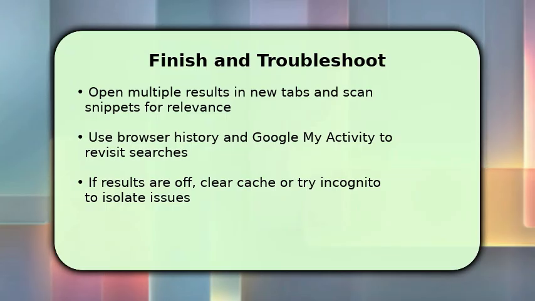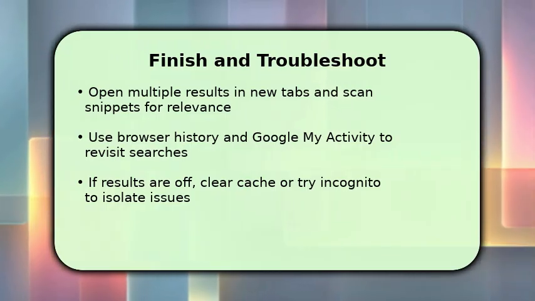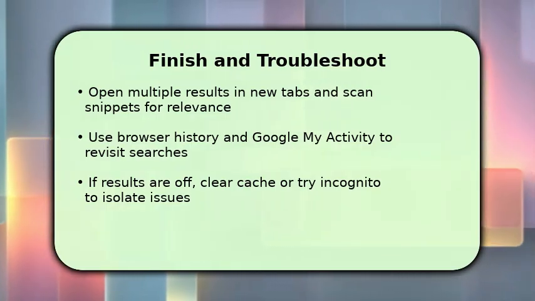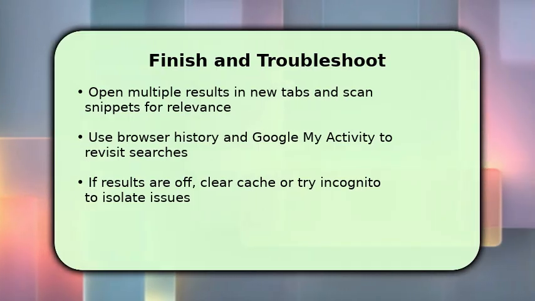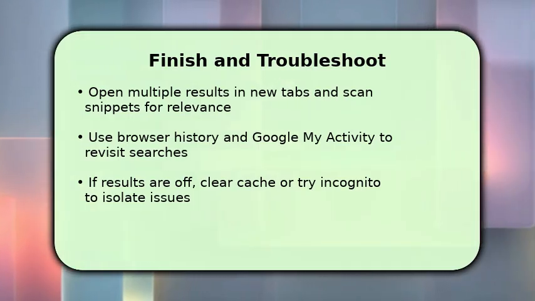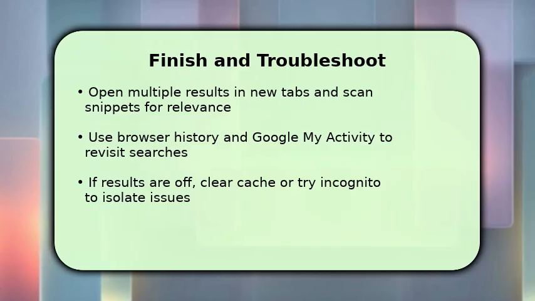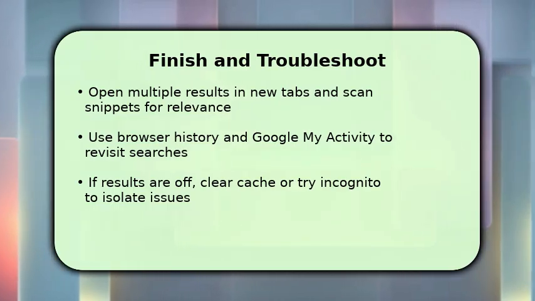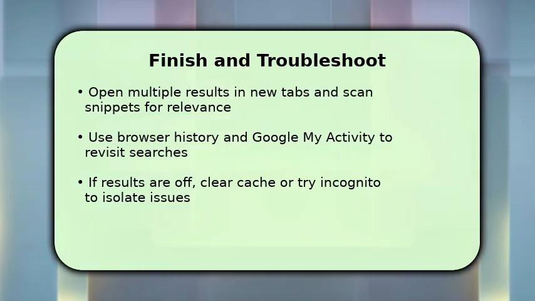If search results seem wrong or biased, clear cache and cookies, or use an incognito window to rule out personalization. If that fails, check location and language settings and restart the browser. These steps fix most issues and restore accurate search behavior.